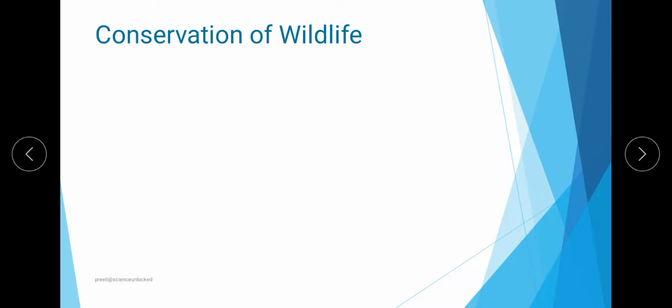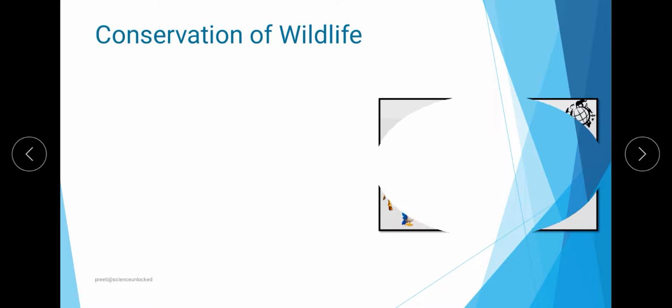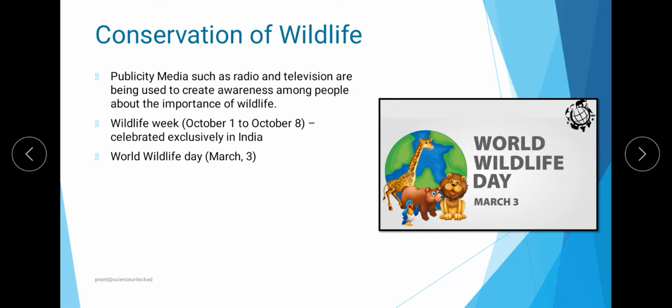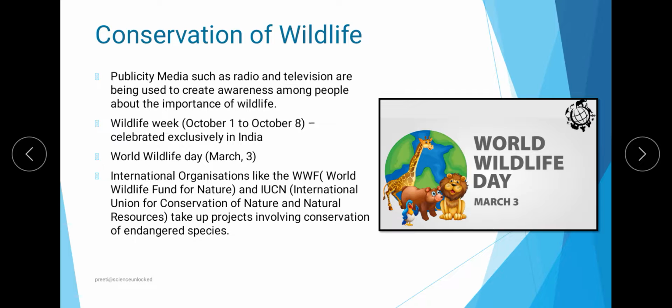Since we are talking about the conservation of wildlife, what are the other ways with which we can do so? We can make people aware with the help of media, by celebrating specific wildlife conservation weeks and days in different countries as well as in the world. There can also be specific projects, like those run by IUCN for the conservation of a specific set of animals.